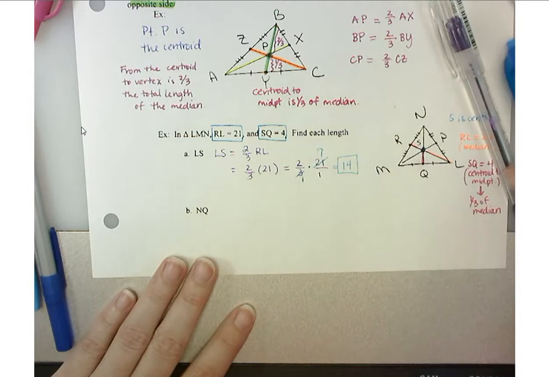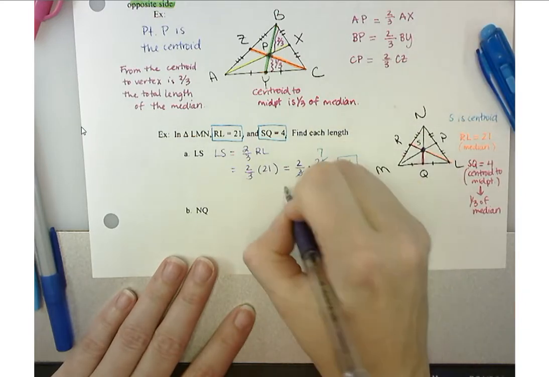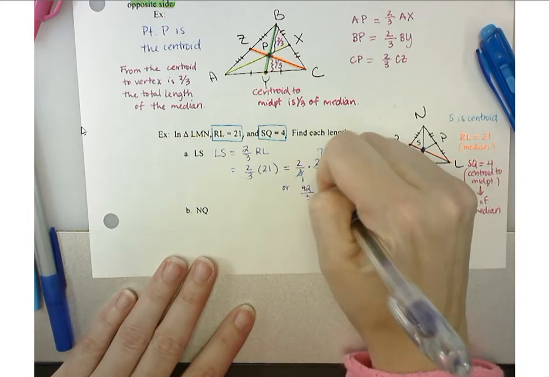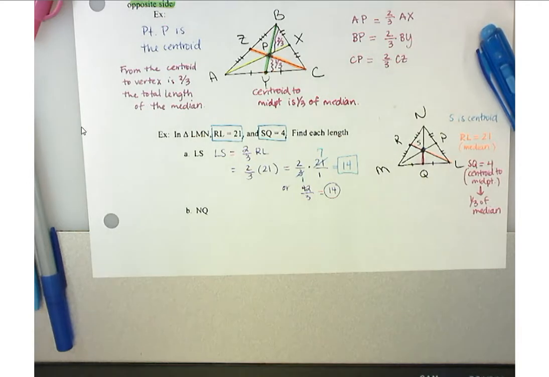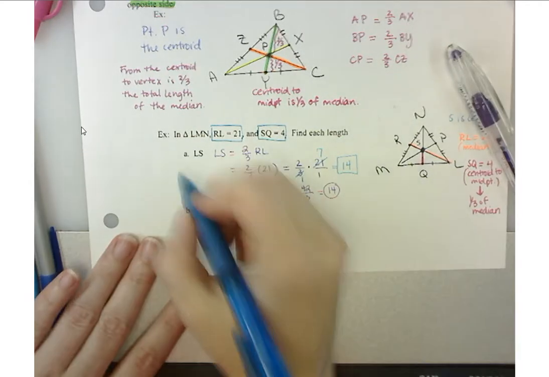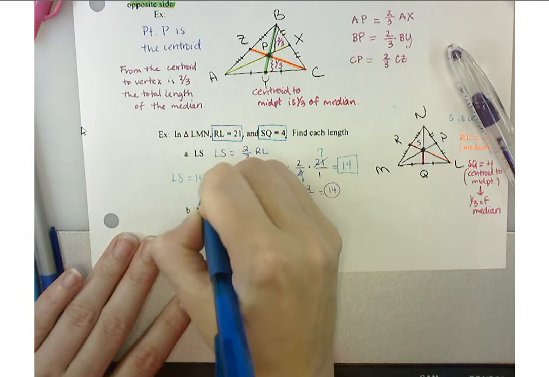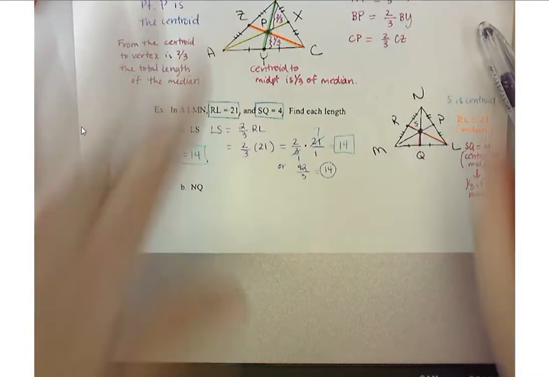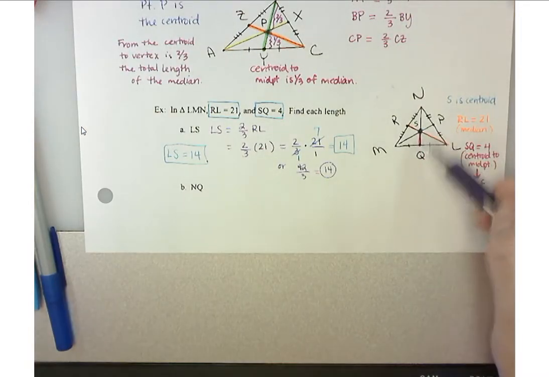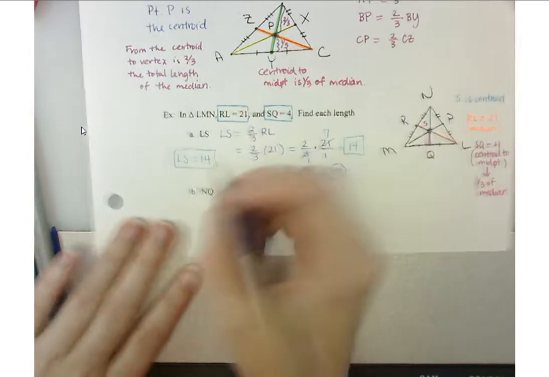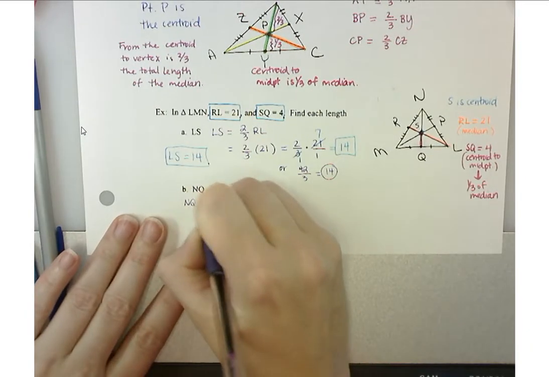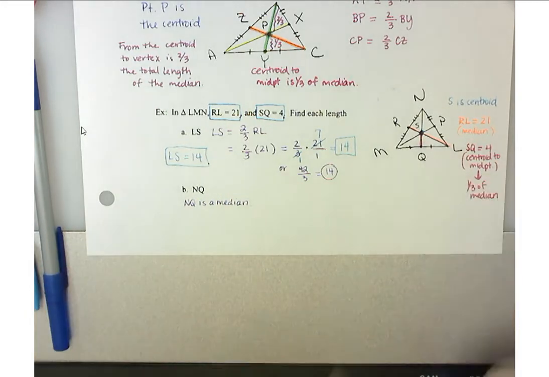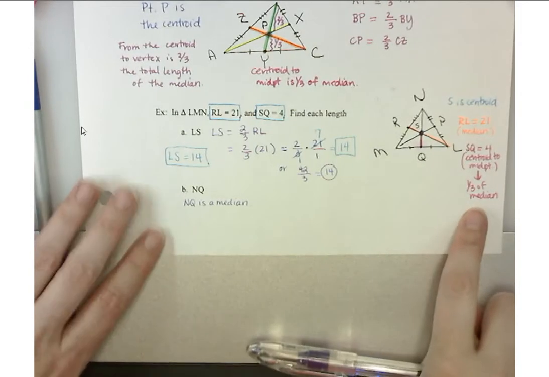Now like I said, if you didn't think to simplify, you could do 42 divided by 3, which is still going to be 14. So your length for LS is going to be 14. All right, now we have to find NQ. So notice that NQ is the length of the median. You are given SQ, which is 1/3 of the median.